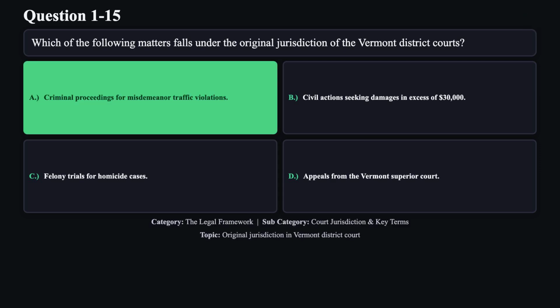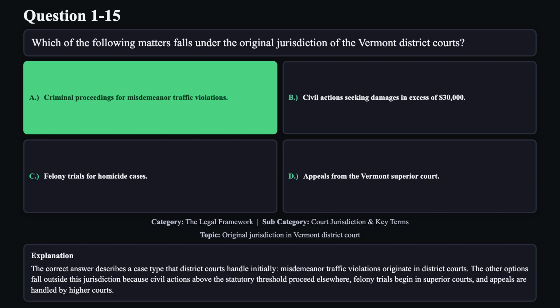The correct answer is A. The correct answer describes a case type that district courts handle initially. Misdemeanor traffic violations originate in district courts. The other options fall outside this jurisdiction because civil actions above the statutory threshold proceed elsewhere. Felony trials begin in superior courts and appeals are handled by higher courts.